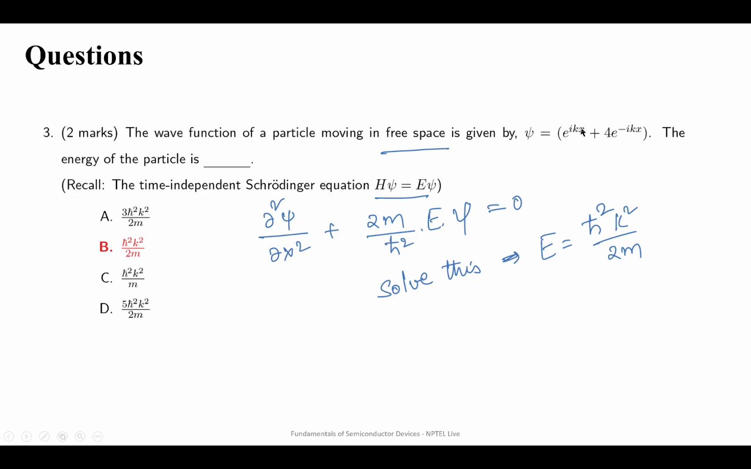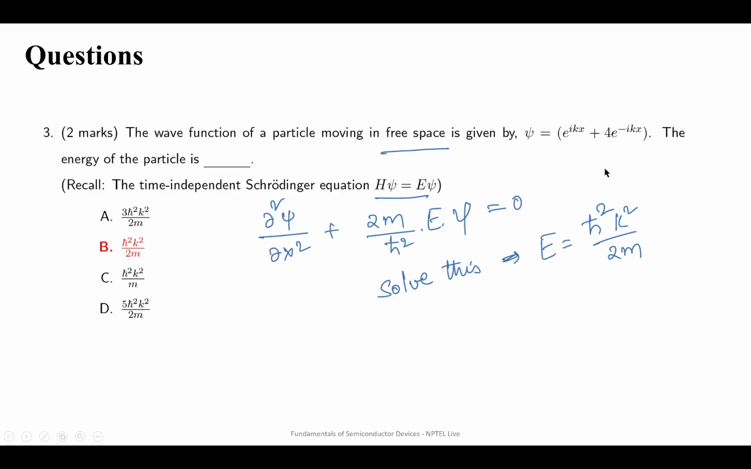So we differentiate this equation, and we get i²k², that is minus k², and here we have 2m/ħ² E. So here we just have k² outside. This term will be k²ψ, and this will be (2m/ħ²)Eψ. We can then take ψ separate and set it to 0, so that we can solve it. So we get E equals ħ²k² by 2m.